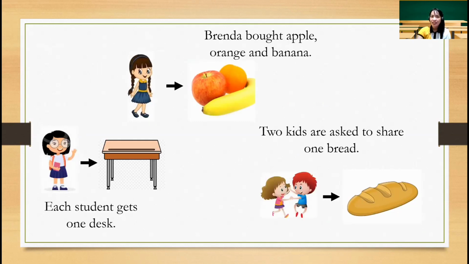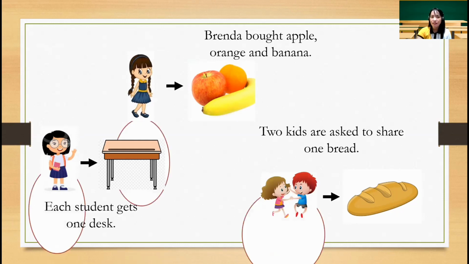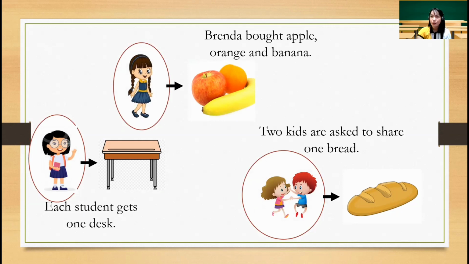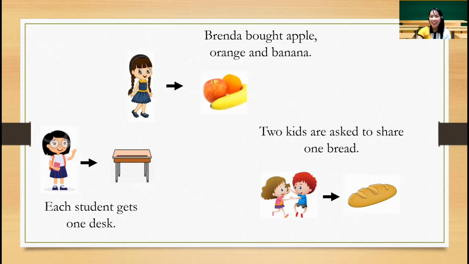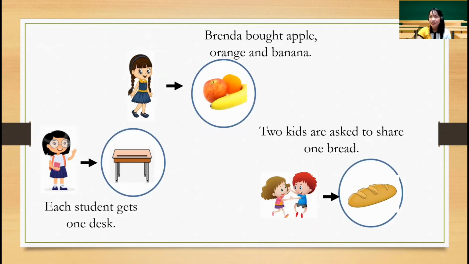So here, first set. What are the first sets in our examples? We have student, Brenda, and 2 kids. So those are the domain. Next, what about the range? In the second set, we have desk, fruits, apple, orange, and banana in the second example. And in the third example, we have one bread. That is what we call the range. So again, one-to-one and many-to-one are functions.